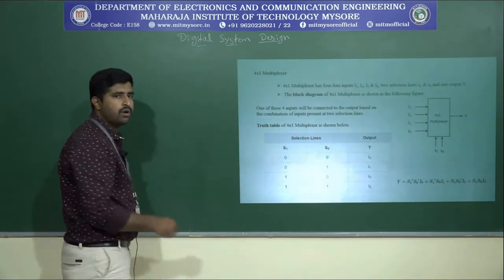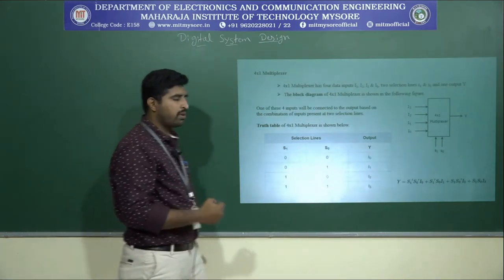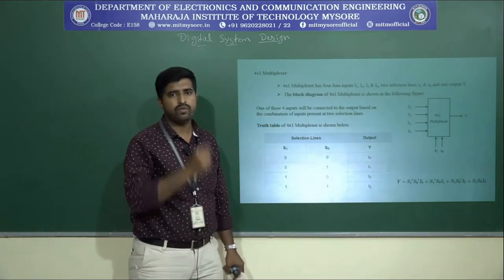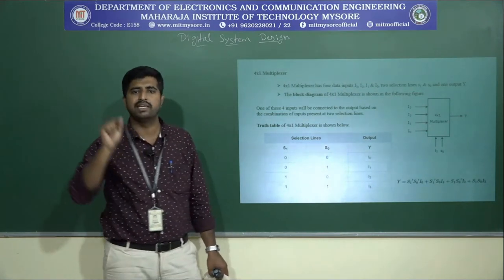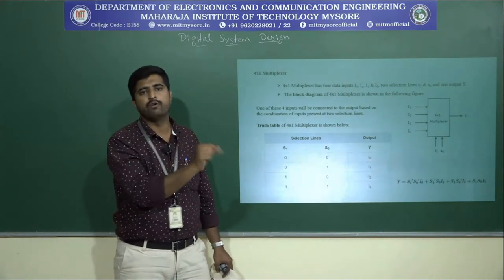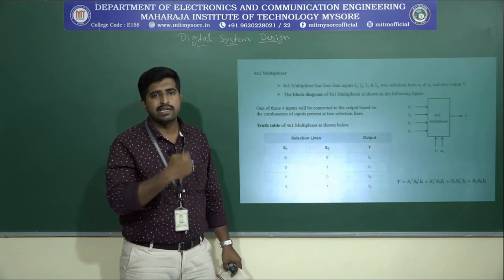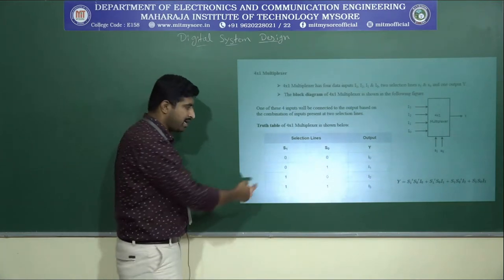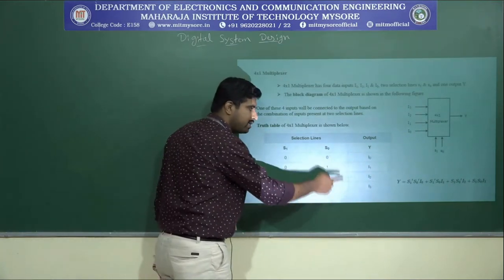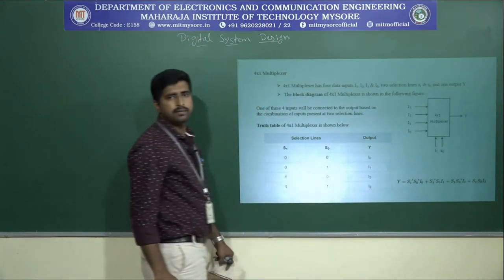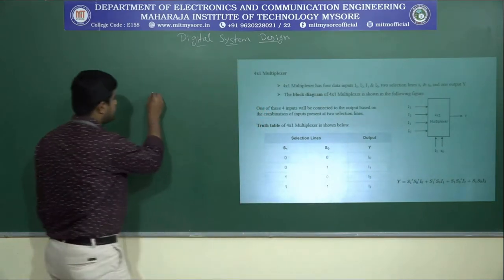So whatever it may be, the I0. If I0 is 0, the output will be 0. If I0 is 1, the output will be 1. Whatever the data lines will be there in I0, that will be reflected at the output when the select lines are 00. Similarly, when the select lines are 01, then the output will be I1.